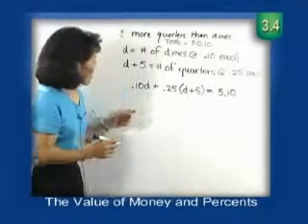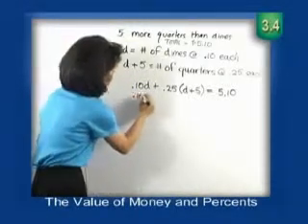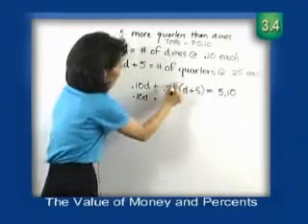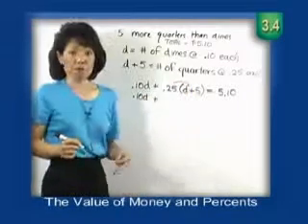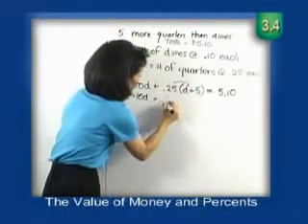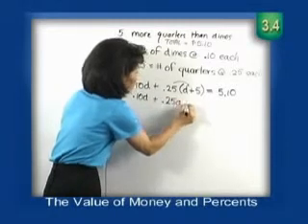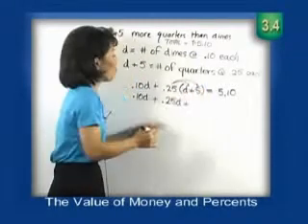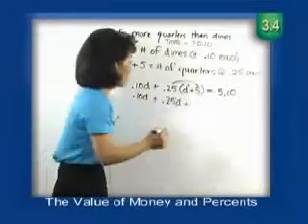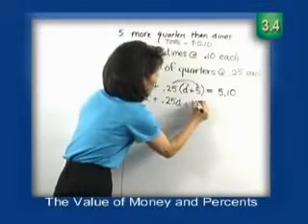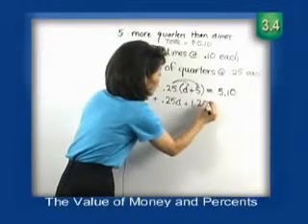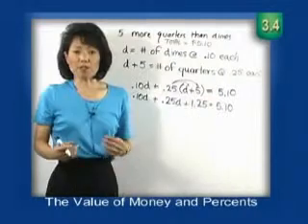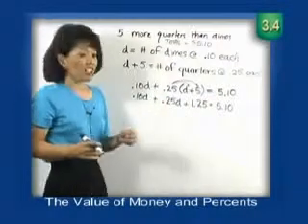Let's do it. We have 0.10D plus, again, we're going to use our distributive property, 0.25D plus 0.25 times 5 gives us 1.25, and that's equal to $5.10. Again, I hope you recognize the distributive property there. The rest of it is to collect like terms.